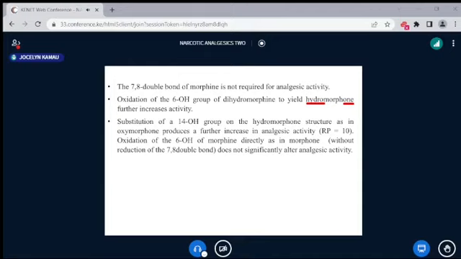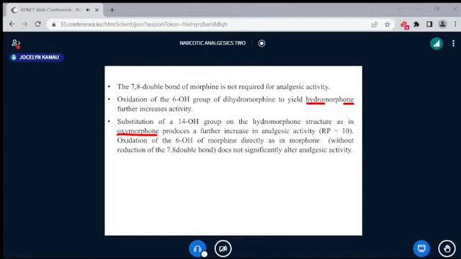The substitution of a 14-hydroxyl group, and when you substitute the 14-hydroxyl group, the resultant compounds are the ones we call the oxy compounds on the hydromorphone structure, as in oxymorphone. So the resultant compound will be the oxymorphone. Oxymorphone is still the morphone there. Now you remove the hydro and you have the oxy because of the 14-hydroxyl group. But you can note that this compound will be saturated. So that's why we are not really bothered about the hydro.